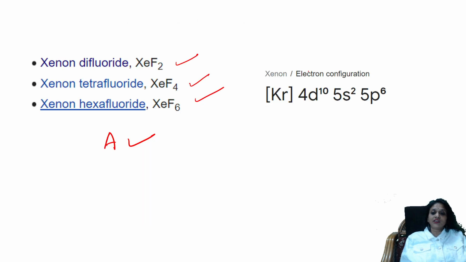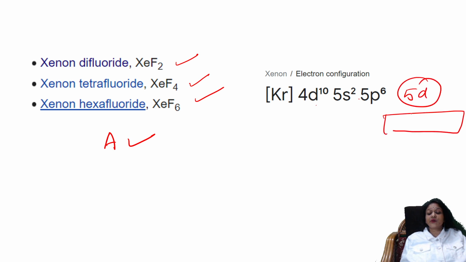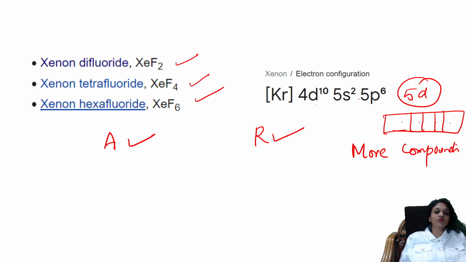Correct, students, here in xenon, 5d orbitals are available for valence shell expansion. From this, the next shell which is available is 5d, so it can comfortably expand its configuration: 1, 2, 3, 4, 5. That's why it is able to form more. So 5d expansion is there. That's why the reason is also right. Both are talking about the same oxidation states.